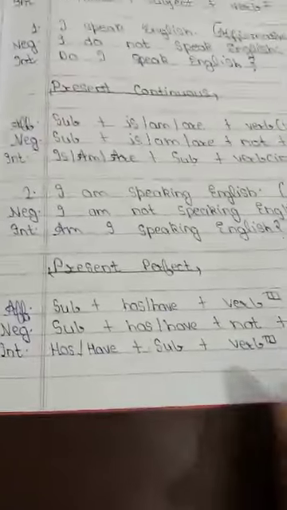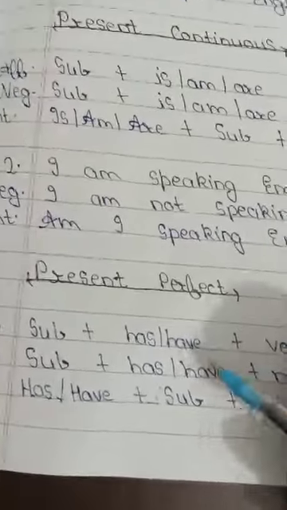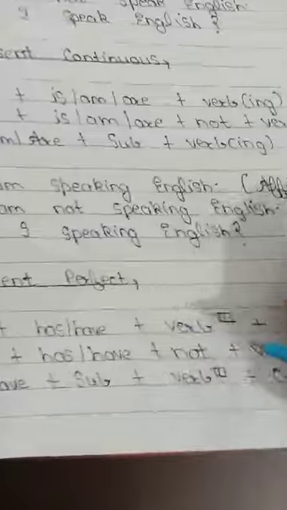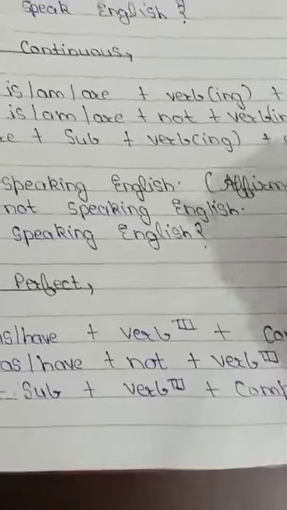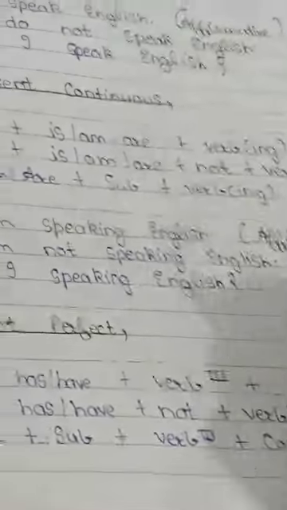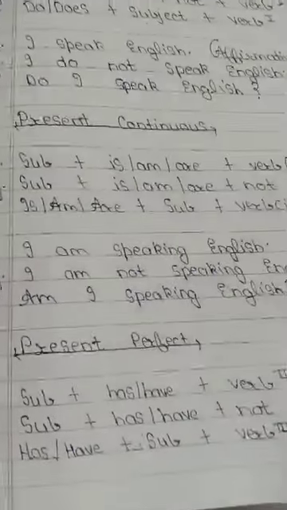Now present perfect. This example: I have spoken English. Here I is the subject, have is used with plural, and has is used with singular. Verb, third form of the verb, plus complement. The third form of the verb is necessary in a present perfect sentence.